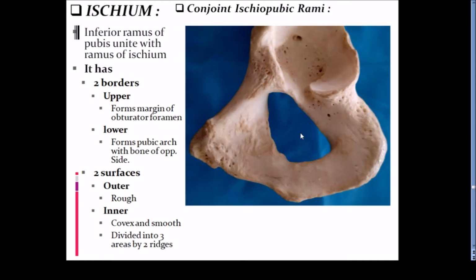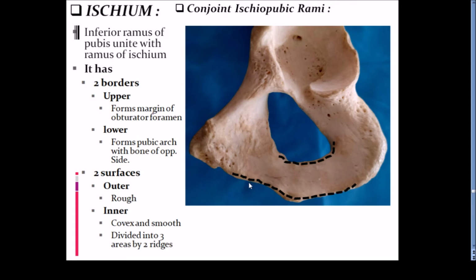Now conjoined ischiopubic rami. The inferior ramus of the pubis fuses with the ramus of ischium, forming the conjoined ischiopubic rami. This ischiopubic rami has two borders and two surfaces. Two borders, upper border and lower border. The upper border of ischiopubic rami forms the margin of the obturator foramen, while the lower border forms the pubic arch with the bone of opposite side. So this is lower border.